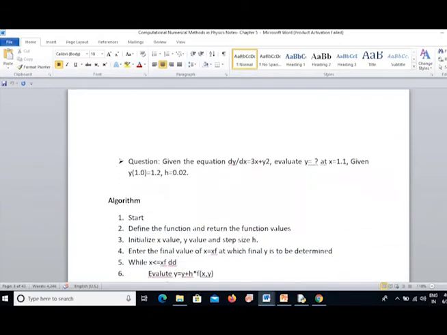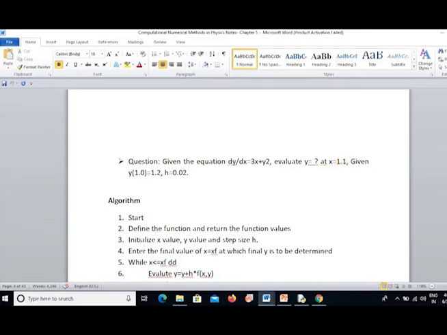Suppose we are going to evaluate a question. The question is of the form: given the equation dy/dx = 3x + y^2, evaluate y at x = 1.1, given y at 1.0 is 1.2, and h = 0.02. That is, we are given an equation dy/dx = 3x + y^2. And what we have to do? We have to find the value of y at x = 1.1, given the value of y at x = 1.0 is 1.2, and the step size is h = 0.02. So that we have to find 1.02, 1.04, 1.06, 1.08, then 1.1. So we have to do 5 iterations.